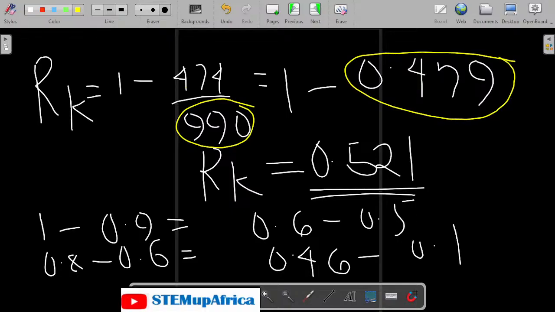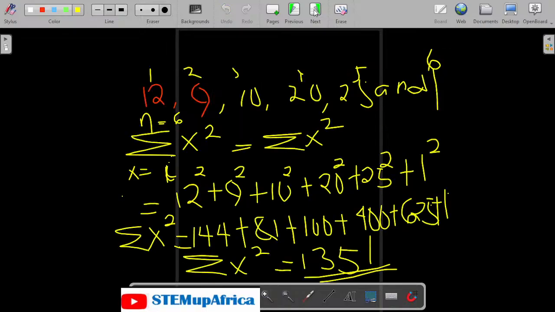Then use 1 to subtract from the number. Subtract the number from 1. It will give you this. You subtract the number from that number. That's 0.479. Now, from 1, it's going to give 0.521. That is how we are able to calculate the correlation. You can try it out on your own and compare what you are doing with this value to see if you are in line or not.